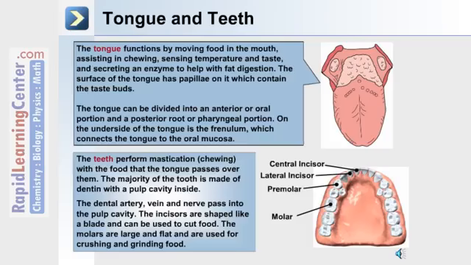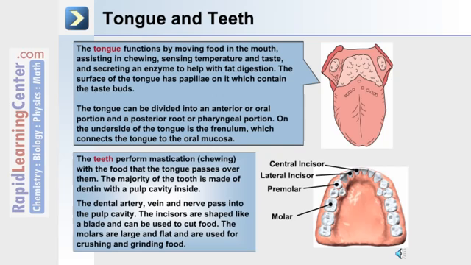This diagram shows the different types of teeth in the oral cavity. In the center are the central incisors. Next to them are the lateral incisor, followed by a premolar and a molar. The teeth are for chewing, which breaks up the food. The tongue moves the food over the teeth for this process.